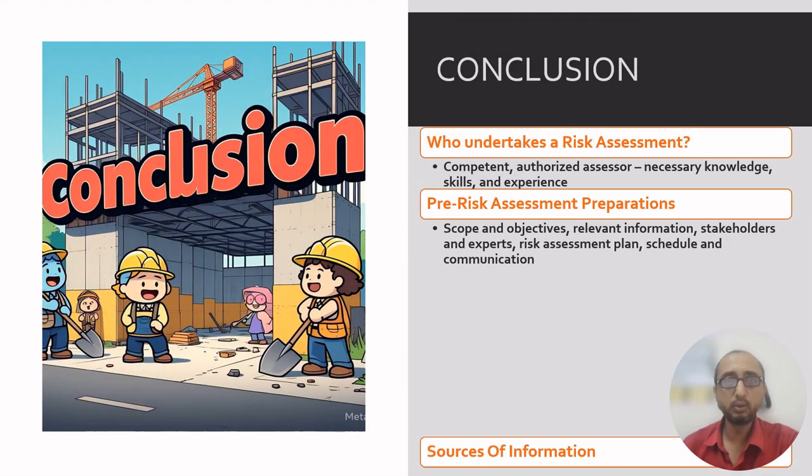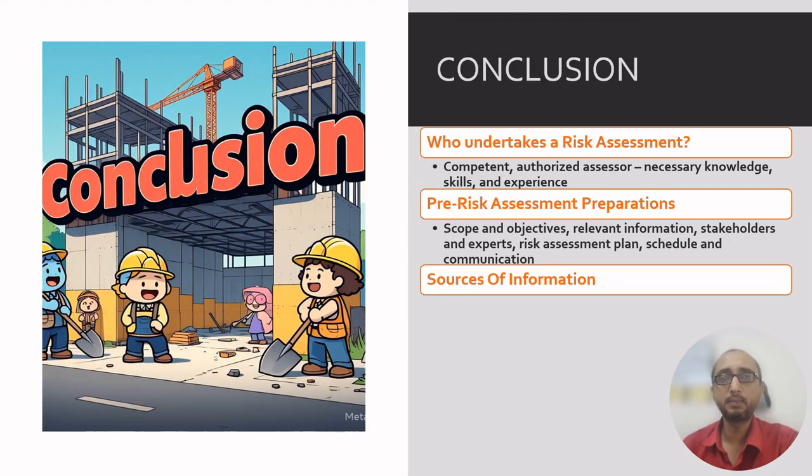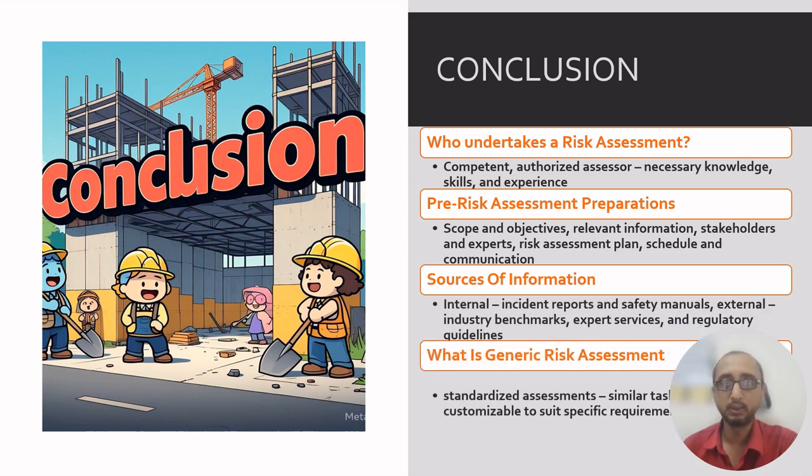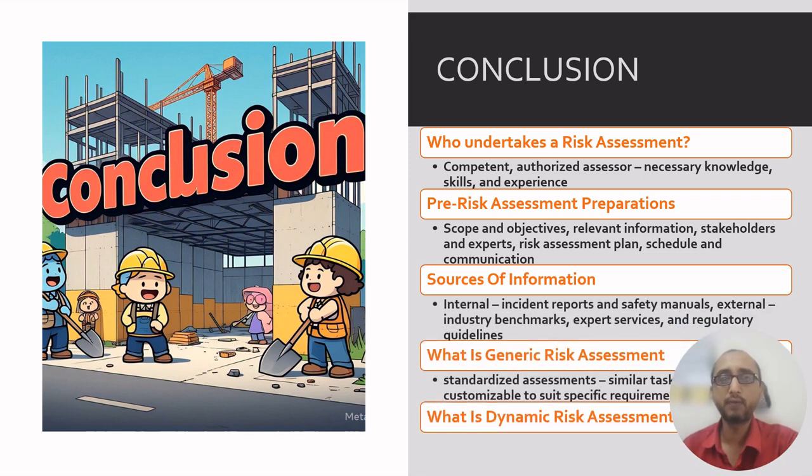Let's conclude them. Who undertakes a risk assessment? A competent person with knowledge, skills, and abilities, as well as one who is nominated by the organization and is authorized to conduct the risk assessment. Pre-risk assessment preparations: we have to define the scope and objective of the risk assessment. Then the relevant information required, we have to identify and gather. Then the stakeholders, we have to identify and engage with them. And then we prepare the risk assessment plan. Then we schedule it and communicate.